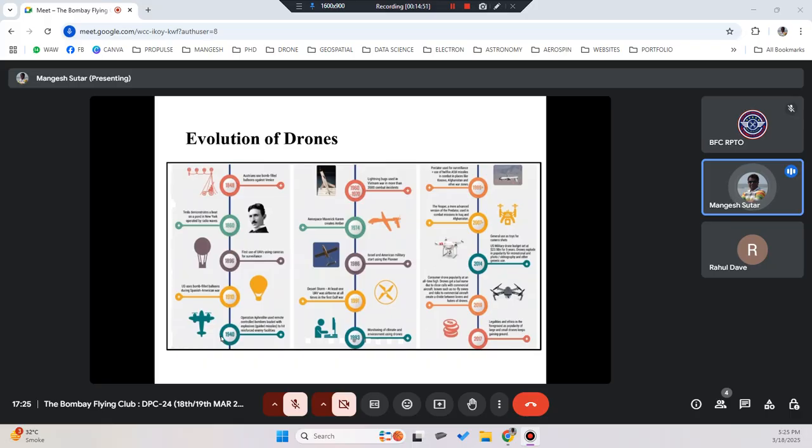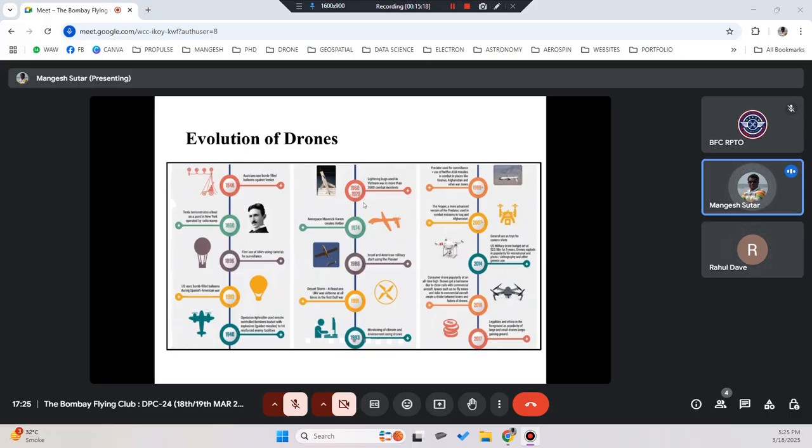And by the 1940s, we were into World War II. At that time, a lot of aircraft which can be flown remotely were used. They made military target aircraft that would land and destroy the enemy sites and all those things. Okay.